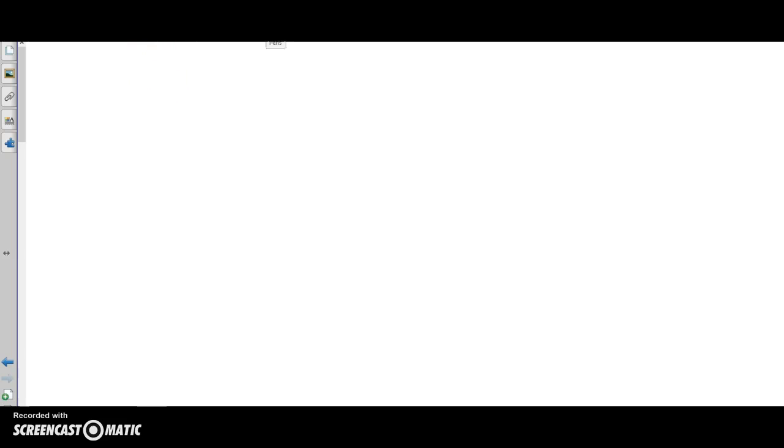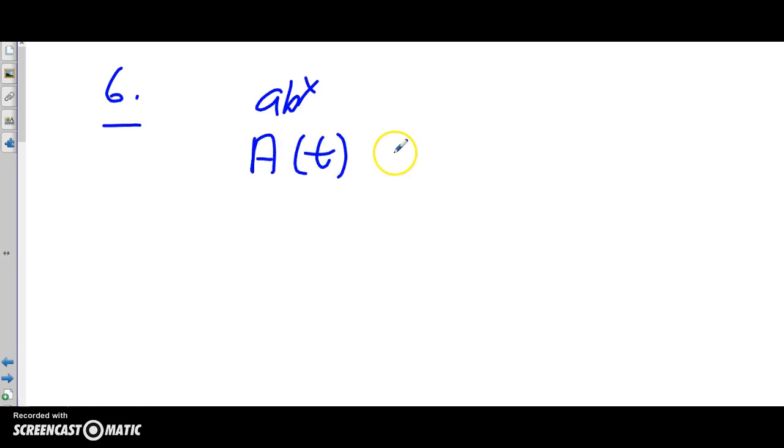We are going to do one last question here. We'll do another half-life question, number 6 from your notes. This is talking about the half-life of sodium-24, which is 14.9 hours, and you start off with 40 grams. So A equals A0 times B to the X again, and you want to set up an equation where A and T are your variables. A is the amount after a certain amount of time.